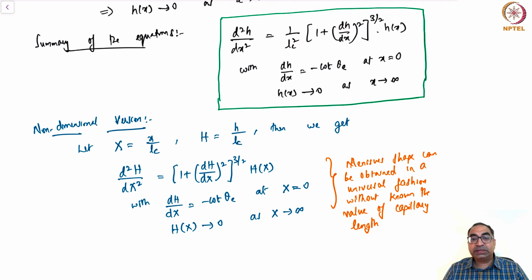What we'll be doing in the next lecture is to come up with an approximate solution for this equation with the assumption that the slope is small, and then we will obtain the shape of the meniscus in that approximation. This will allow us to compare the solution that we've got with the energy approach that I'm going to do next. So see you in the next lecture.